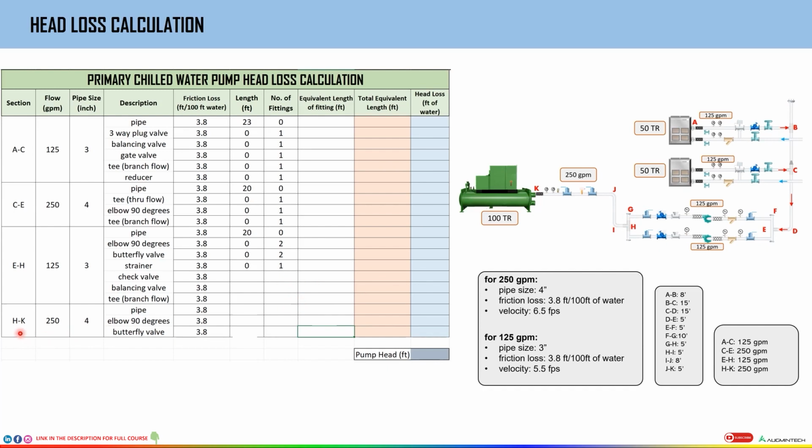Alright, now in the last section, H2K. First of all, the length of the pipe: H2I is 5, I2J is 8, J2K is 5. So the total length is 18. Again, the elbow length is 0. And the number of elbows, how many do we have? One over here, another over here, so two elbows. And butterfly valves, 1, 2. So the length is 0. And how many valves do we have? Two butterfly valves. So this is how we'll note down each and every value from the project, and some other data that we already found earlier.